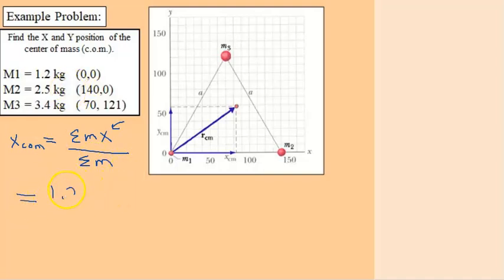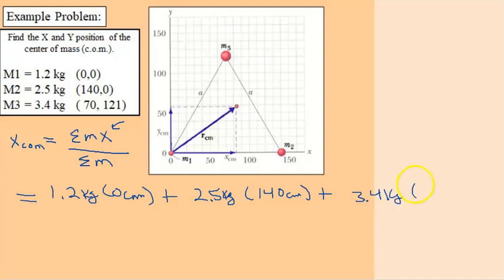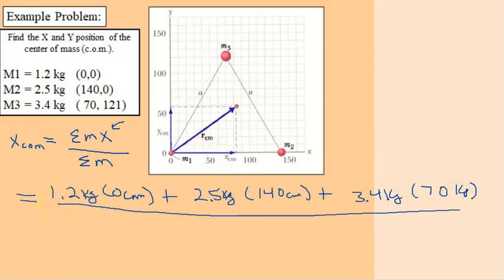Okay, so what we have, and this is in centimeters, is 1.2 kilograms with the location 0 centimeters weighted by 1.2 kilograms. And then we have the location 140 centimeters weighted by 2.5 kilograms. And then we have the location 70, weighted by 3.4 kilograms. That coordinate counts the most. And then we divide by the total number of kilograms, which is 7.1.